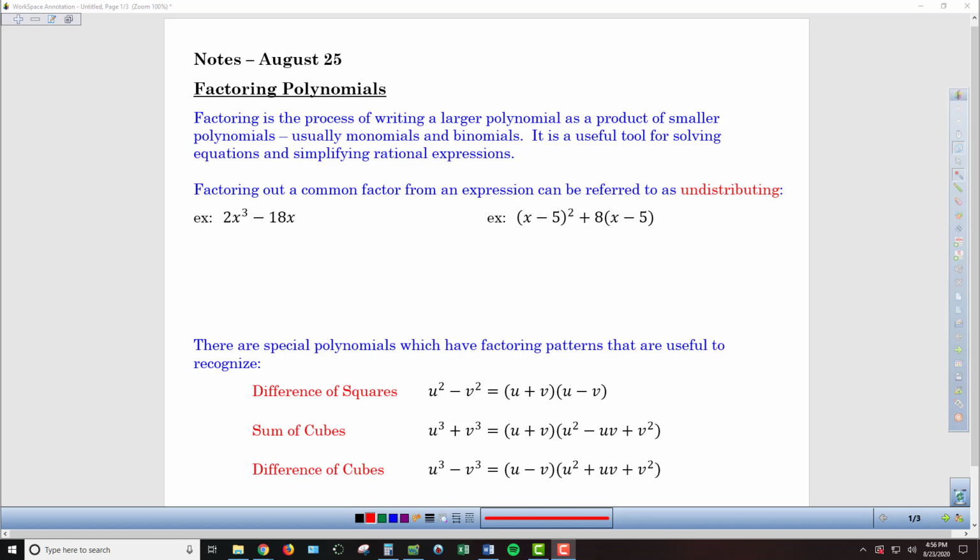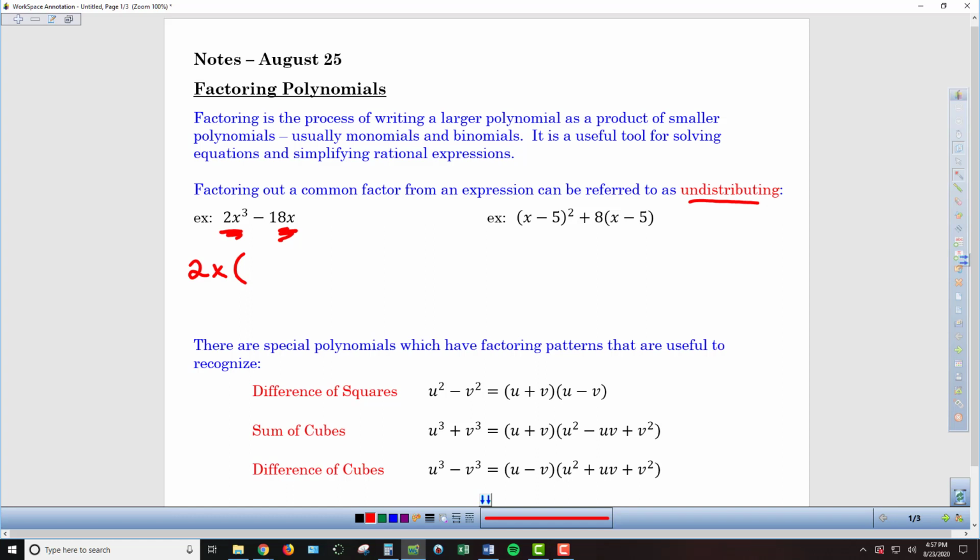So the first type of factoring that we're going to look at is what I refer to as undistributing. We're basically looking to see, and this is really the first place you should always start with any kind of factoring, if there's a common number or a common variable amongst all of the elements in the polynomial. So if we look at this first one, where we have 2x cubed minus 18x, hopefully we can see that we can factor out a 2 from each of those, and they also have at least an x in common. So we can undistribute that 2x.